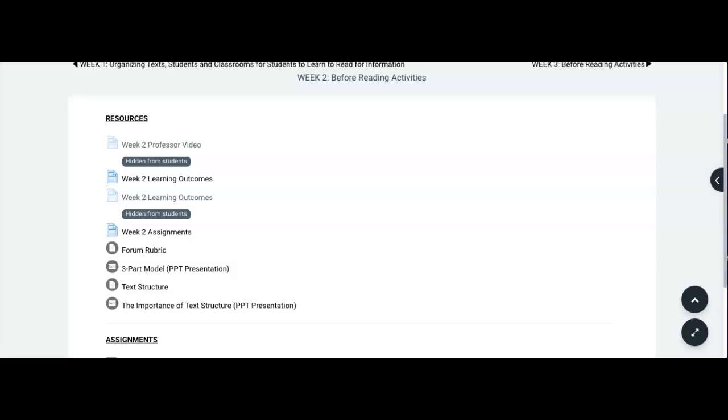During the next 3 weeks, we will take a closer look at the activities teachers can use to build vocabulary and background knowledge, including read-alouds and shared reading.